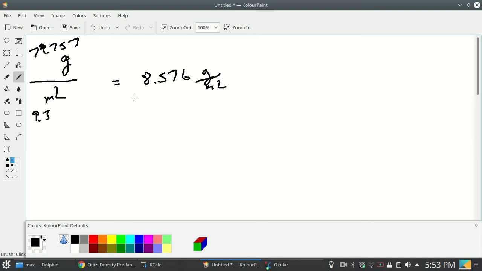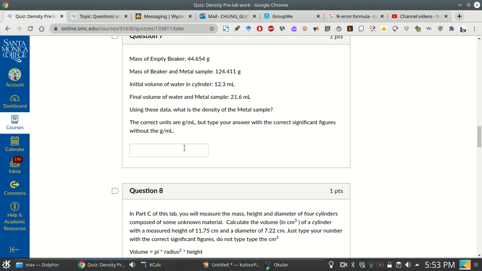But I only have two significant figures here. That means I can only have two significant figures there. So I'm going to call it 8.6 grams per milliliter, okay? But I'm just going to type 8.6 here, and that's it.